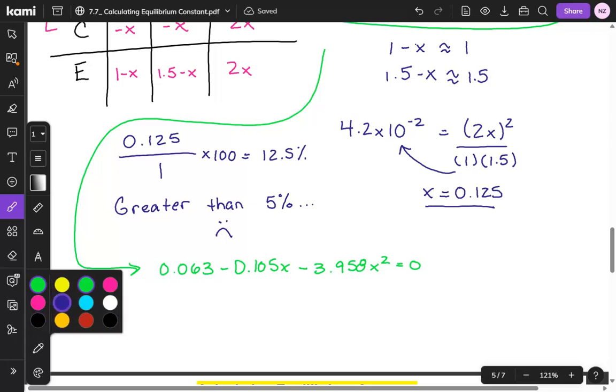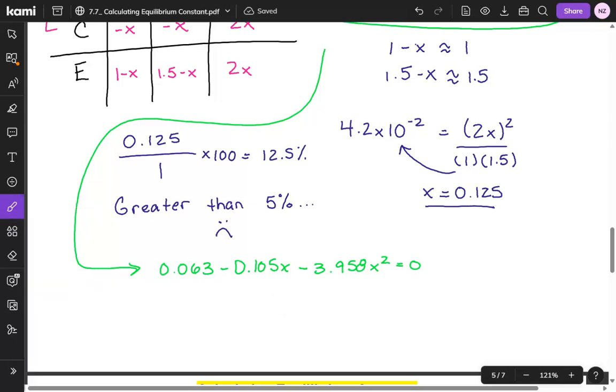Okay, so you would plug this into the quadratic formula, opposite b plus or minus the square root of b squared minus 4ac. So this would be your a term. This would be your b term. This would be your c term. The a term is always your x squared, b is always your x, and then c is always your constant. The quadratic formula is opposite b plus or minus the square root of b squared minus 4ac all over 2a.